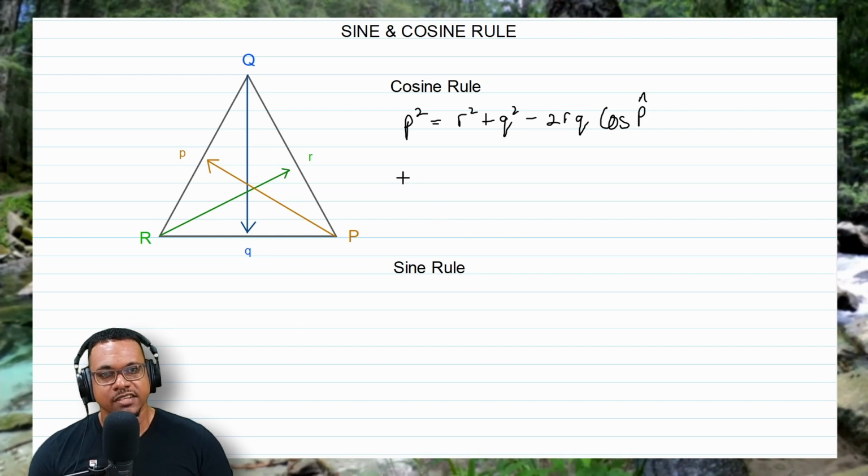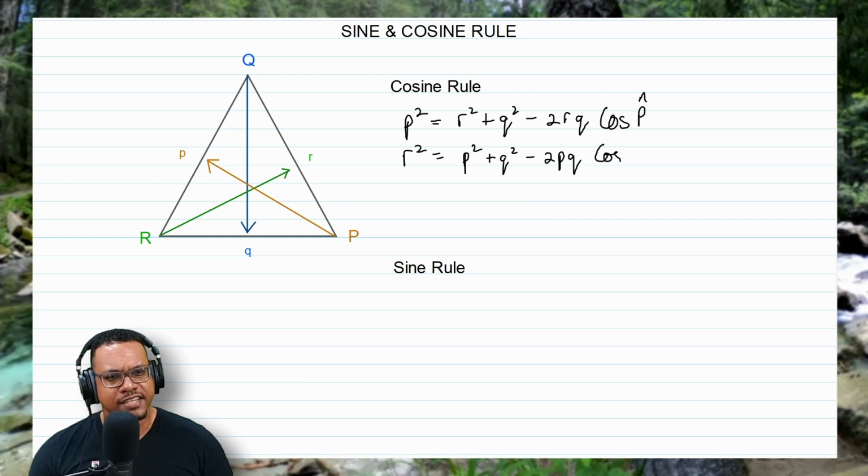If we were to start with r, we'd have r squared. The other two sides would be p and q. So we're going to have p squared plus q squared, take away 2pq. And since we start with r, we're going to have cosine capital R. Likewise, if we were to start with q, we'll have q squared is equal to, the other two sides will be p and r. So we have p squared plus r squared, take away 2pr cosine. And since we start with q, we end with capital Q.